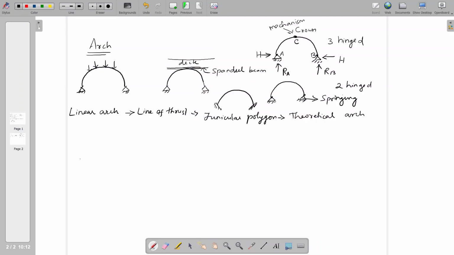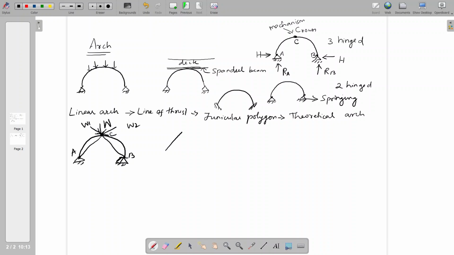Why it is assumed to be a theoretical arch: generally the arch profile will be like this, a curved surface. But here we are assuming that if you apply a load W, we can make two components perpendicular to the arch profile, W1 and W2. If you connect this line of action to the left support and this line of action to the right support, you name the points A, C, and B. The line of thrust of W1 and W2.